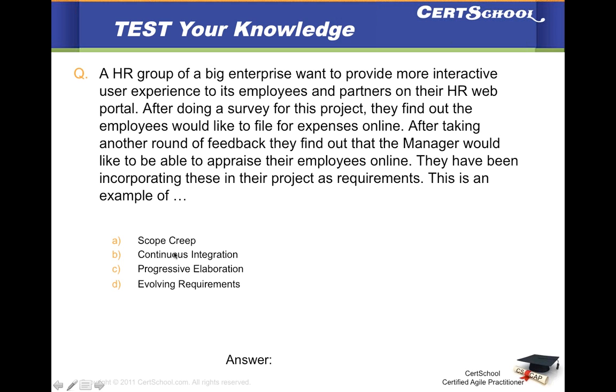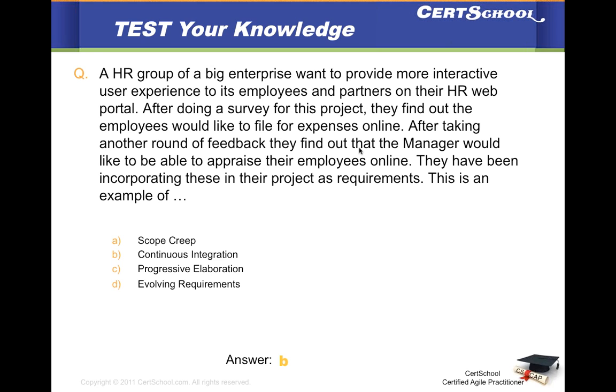Okay, I see most of you have answered, and most of you have answered it correctly. The correct answer is C. I'm sorry, I have it written wrong here on the slide. Please ignore this. The correct answer is C, progressive elaboration. It can be confused with evolving requirements, but the key here is that the HR group who's building this project is going after people.